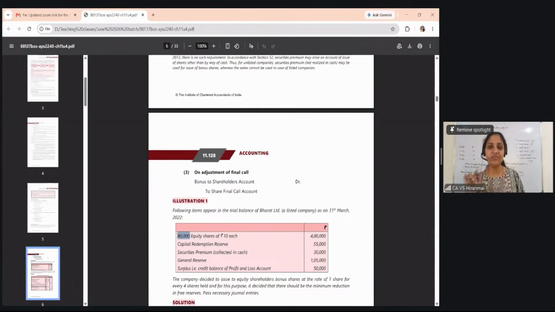And then, madam, where will I take 1 lakh from? I told you, first touch the capital redemption reserve. Okay, 55,000 comes from there. Still remaining, 1 lakh minus 55,000 gives you 45,000. For the 45,000, next I will touch the securities premium. This is the number 2 prioritization I have given. Okay, good. Now after that also I need 15,000. I will go to the general reserve and then take it.